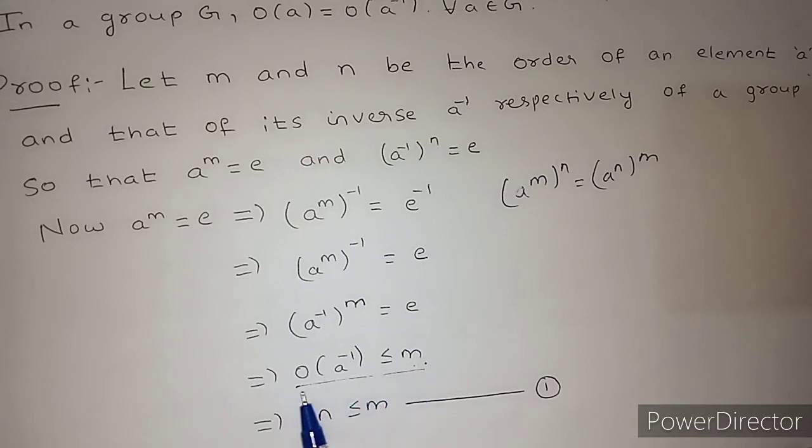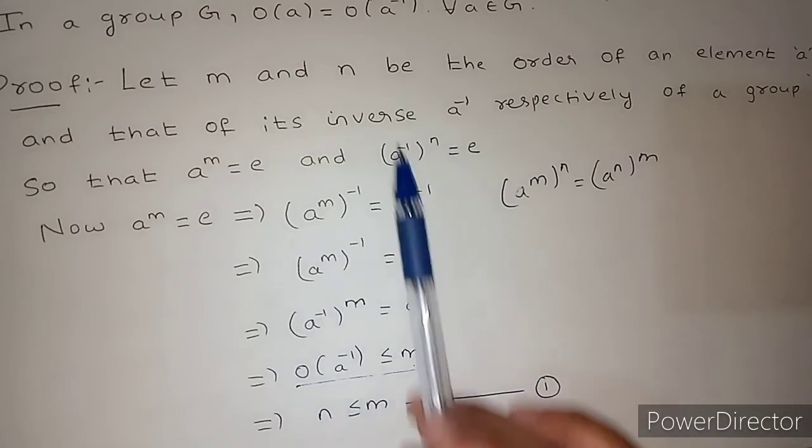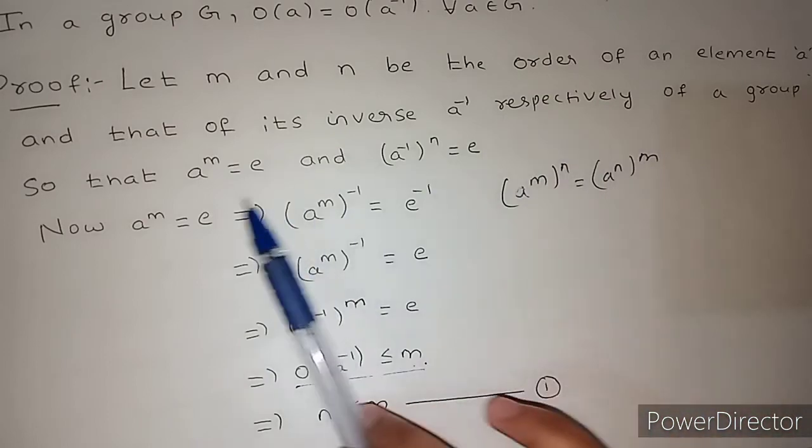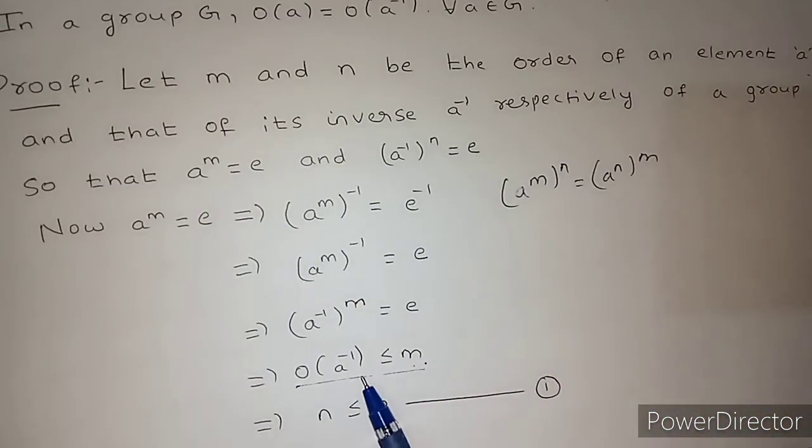But then what is the order of A inverse? Here the order of A inverse is N, right? N is the order of A inverse. So N is less than or equal to M. Take this as equation 1.